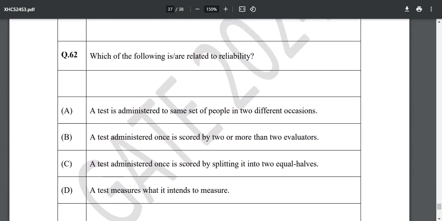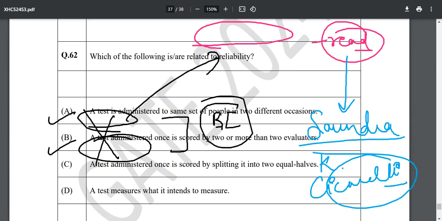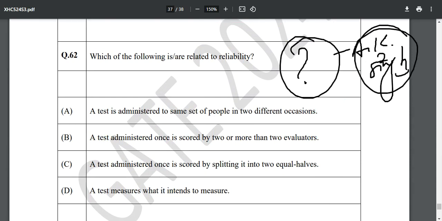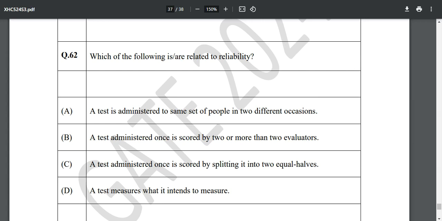Alright, moving ahead, next question, question number 62. They have asked about reliability this time. Where can you find this answer? The same book, Mr. AKC, link given below. You can purchase it from there, or you can download it if you find the PDFs online. The question is asking which of the following is/are related to reliability among these 3, 4. Which is related to reliability? Option A, a test is administered to the same set of people on two different occasions. Option B, a test is administered once and is scored by two or more evaluators.